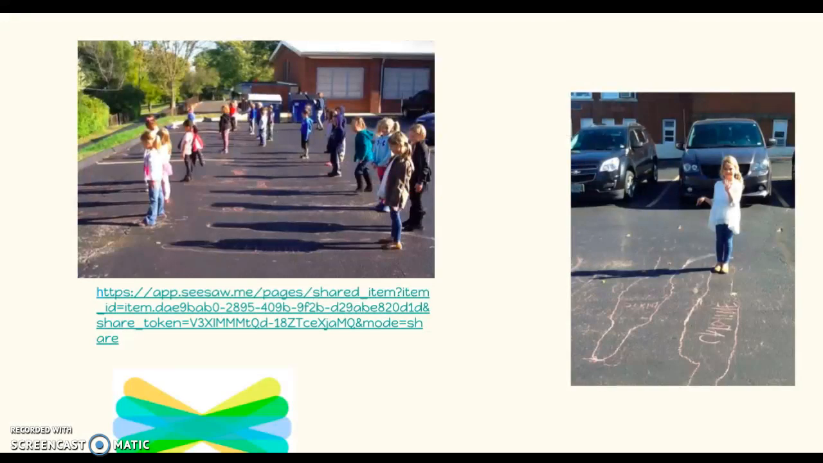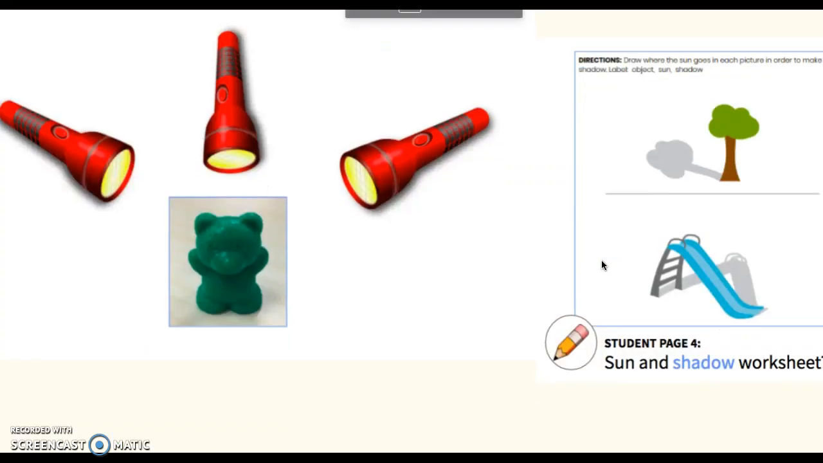So as you can see, this little girl measured her shadow at one point in the day, and then in the afternoon her shadow moved all the way over here. And she reflected on some of that in her Seesaw post. And you're going to be doing the same thing. And then we're going to be talking again about our design challenge. You have Mr. Bear in your kit.